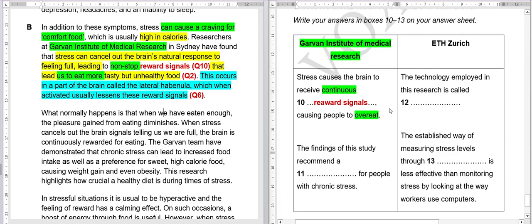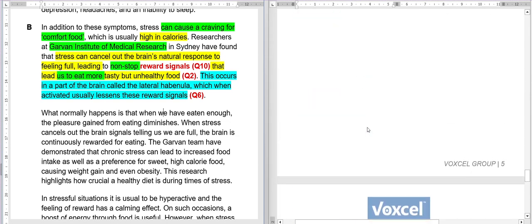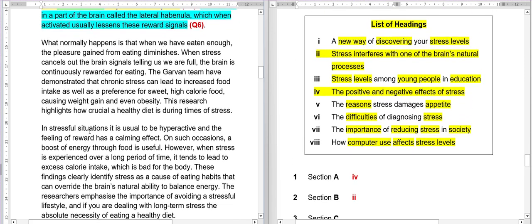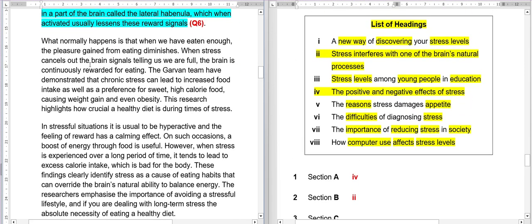So what we're going to do is read the second section, the text of the B paragraph section. What normally happens is that when we have eaten enough, the pleasure gained from eating diminishes. When stress cancels out the brain signals telling us we are full, the brain is continuously rewarded for eating.